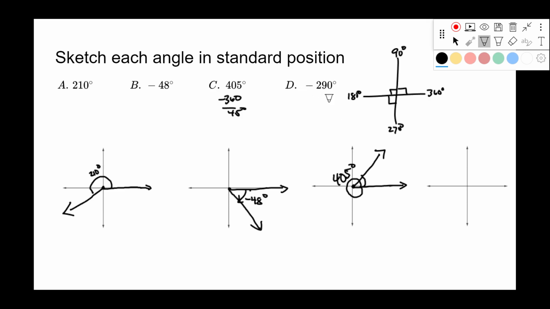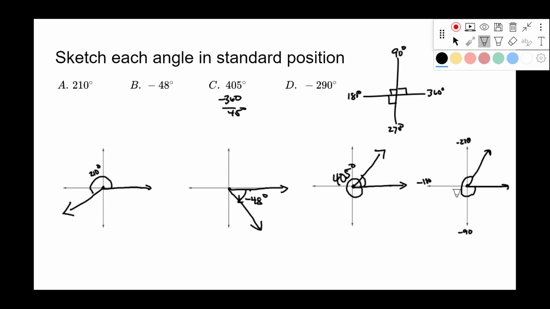And then letter D, negative 290 degrees. So here we have our positive x-axis. We want to go negative 290. Okay, so if we're going clockwise, that's negative 90, that's negative 180, that would be negative 270. So we want to go all the way around here, negative 90, negative 180, negative 270, just a little more.